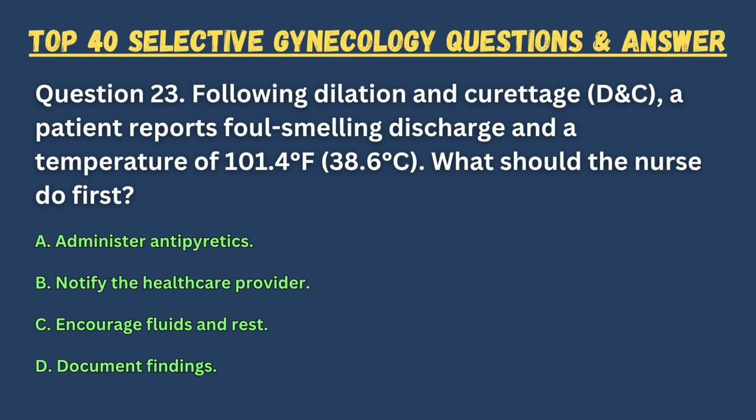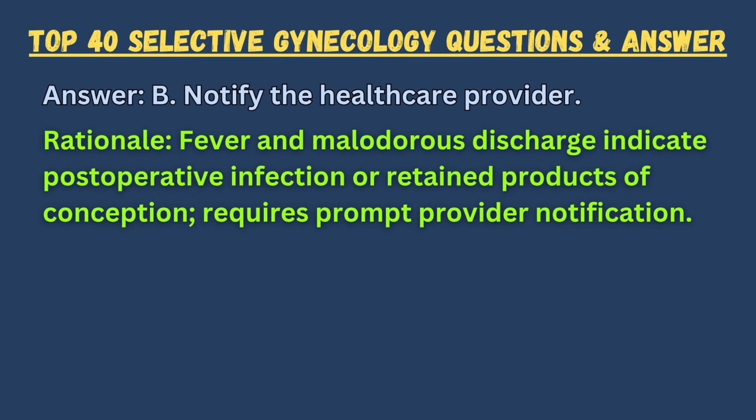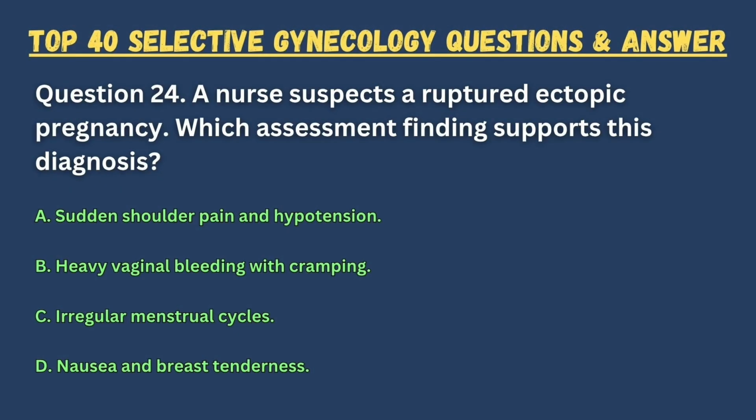Question 23. Following dilation and curettage, D and C, a patient reports foul-smelling discharge and a temperature of 101.4 degrees Fahrenheit, 38.6 degrees Celsius. What should the nurse do first? A. Administer antipyretics. B. Notify the healthcare provider. C. Encourage fluids and rest. D. Document findings. Answer: B. Notify the healthcare provider. Rationale: fever and malodorous discharge indicate postoperative infection or retained products of conception. Requires prompt provider notification.